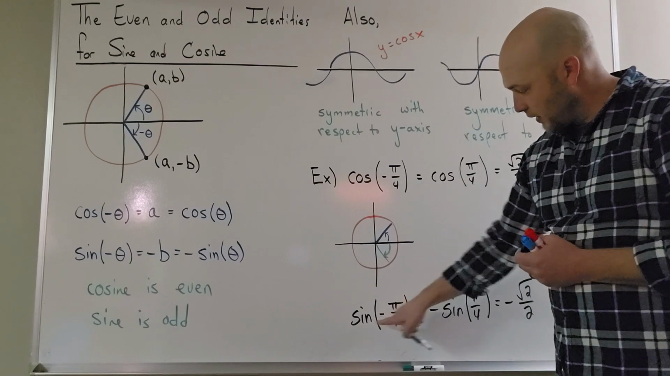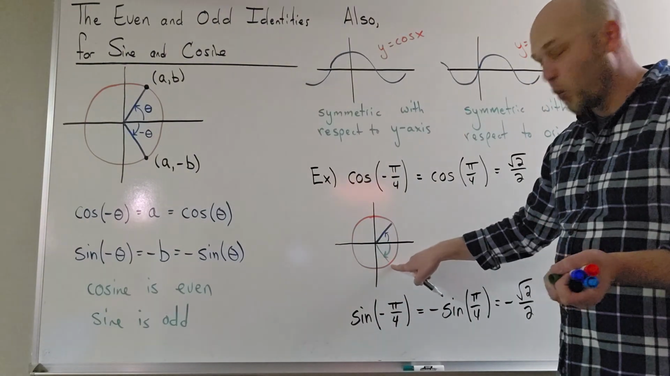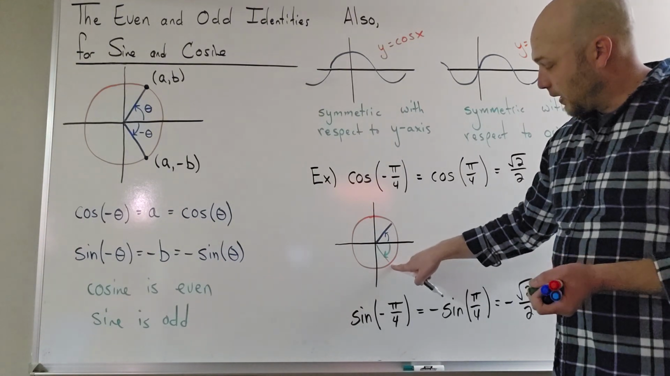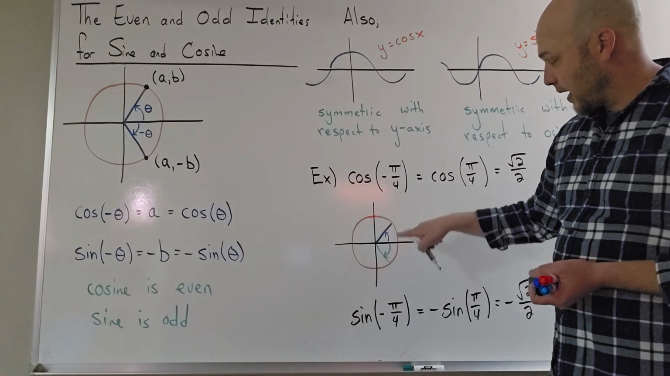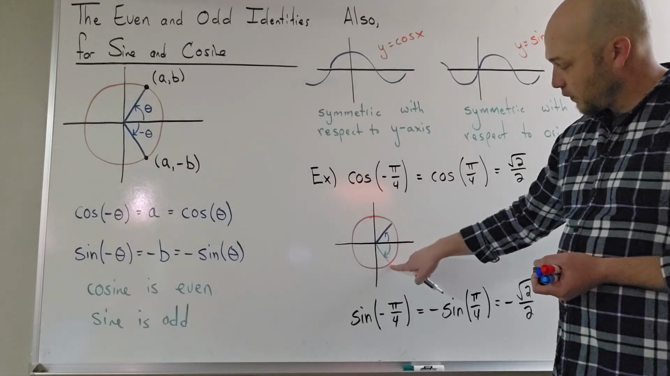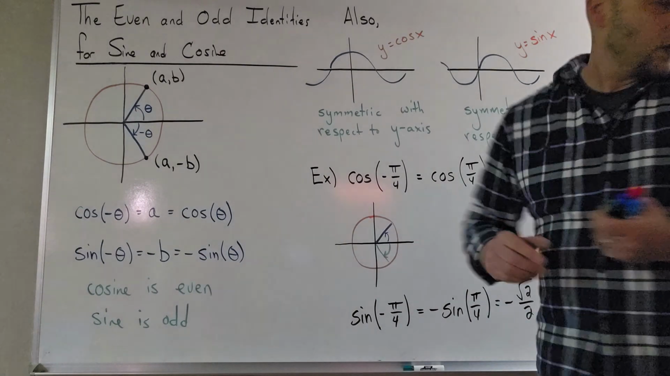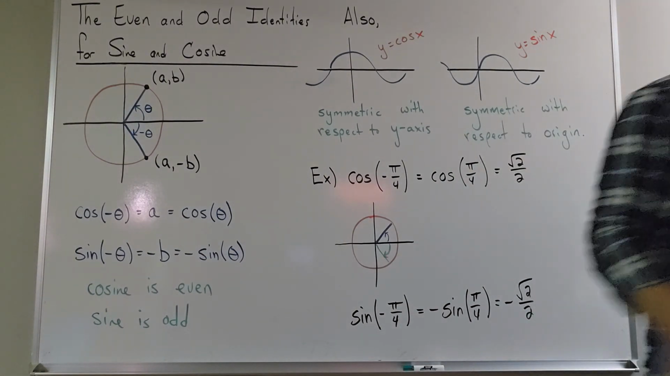However, if I look at the sine of negative pi over 4, so if I rotate down here to negative pi over 4, we see that the y value is negative, and it's the same distance from the x-axis as this one here, which, of course, the y value here is root 2 over 2, so therefore this one is negative root 2 over 2. Let's look at another couple of examples.